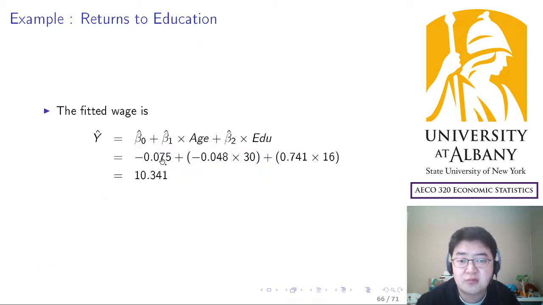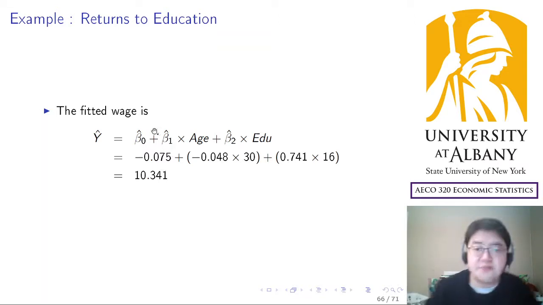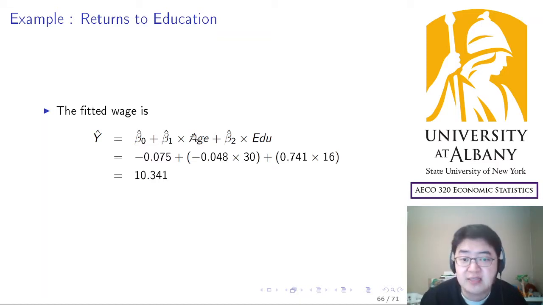Beta 0 is minus 0.075. Beta 1 times age, which is 30, and beta 2 times education, which is 16. It is easy to calculate. And the result is 10.341, right? Let me show you how to do this.